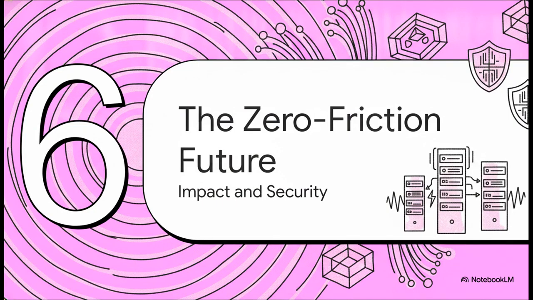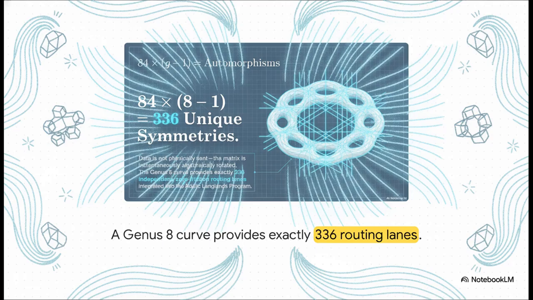All right, bringing it all together in part 6, the zero-friction future. Let's zoom out and look at the real-world impact of migrating our global computing infrastructure to this optical, p-adic architecture. Because we're operating mathematically on a smooth genus 8 algebraic curve, data isn't being physically brute-forced through resistant wires anymore. Instead, the entire matrix is instantly mathematically rotated. This specific multi-hole curve geometry provides exactly 336 independent zero-friction routing lanes. That translates to massive, instantaneous parallel processing without generating any of the physical heat you get from electron friction.